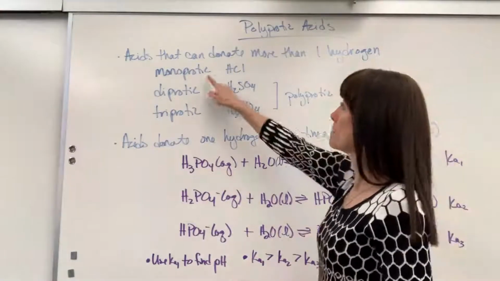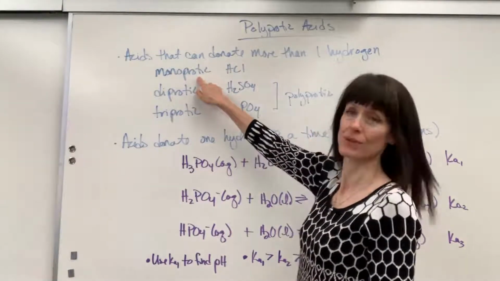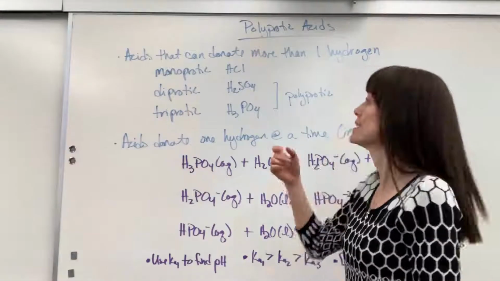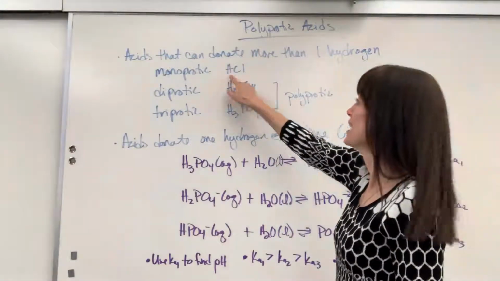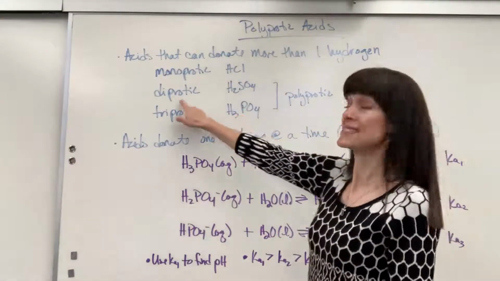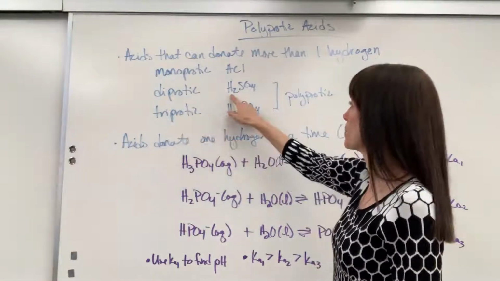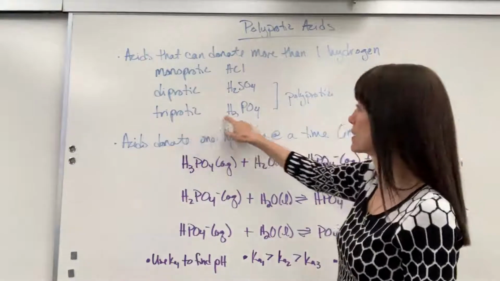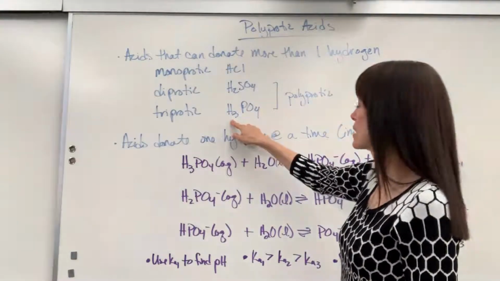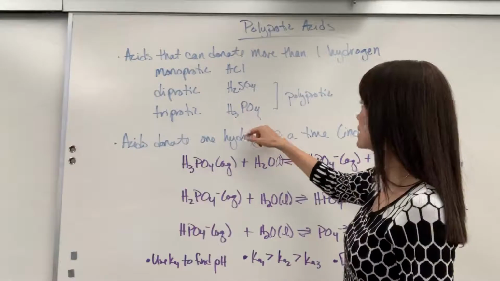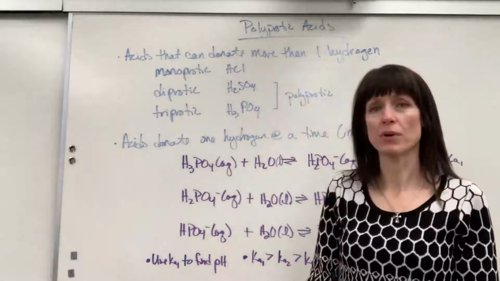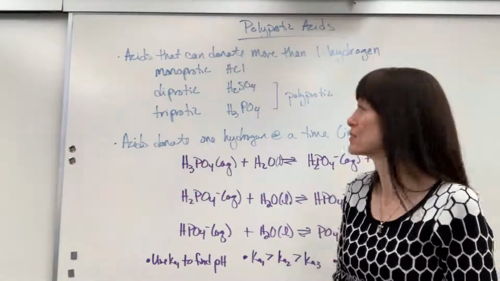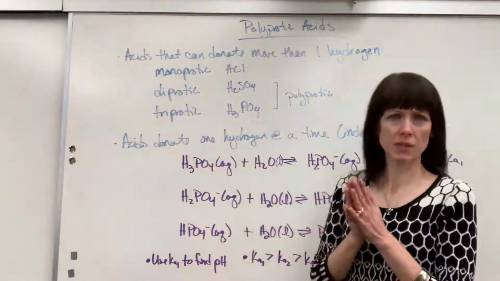proton. So monoprotic would be something that only has one hydrogen, and that's going to be a lot of our acids, like hydrochloric acid. So that would be one hydrogen. Now a diprotic acid would be able to donate 2 hydrogens, like sulfuric acid. Triprotic acid can donate 3 hydrogens, like phosphoric acid. So notice the diprotic and the triprotic, those are going to be our polyprotic, that they can donate more than 1 hydrogen.